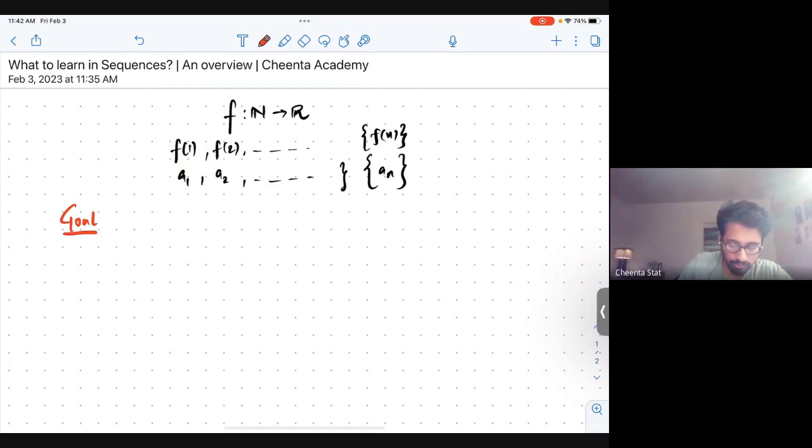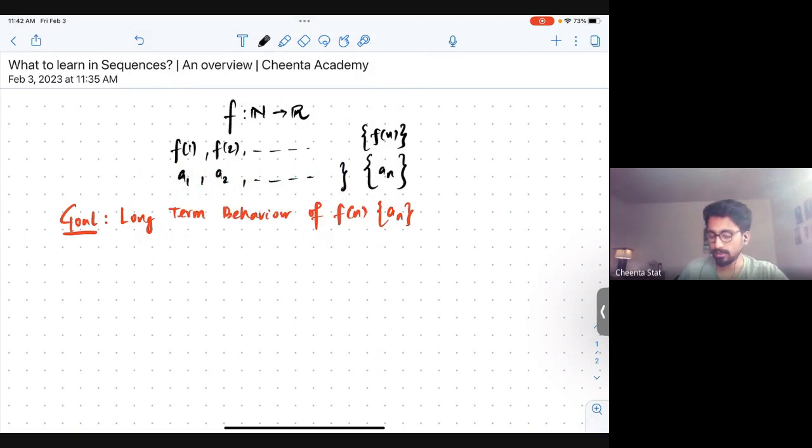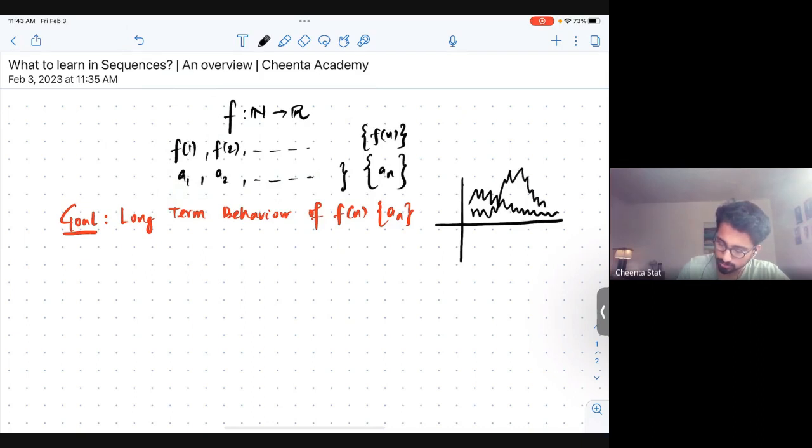The goal is to understand the long-term behavior of f of n, where the sequence is going in the long term. It doesn't matter whether you start like this and it goes like this, or it can go like this also. Essentially both are going to zero or towards some value. So the reason we learn sequences is that we are interested in long-term behavior. This is a very important point.